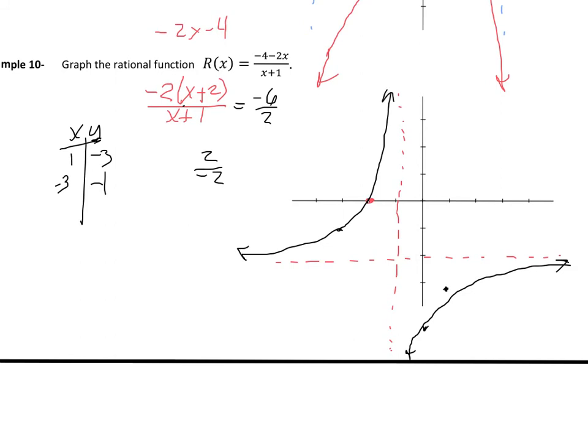Wow, I missed on the bottom one, didn't I? It is one of those days.